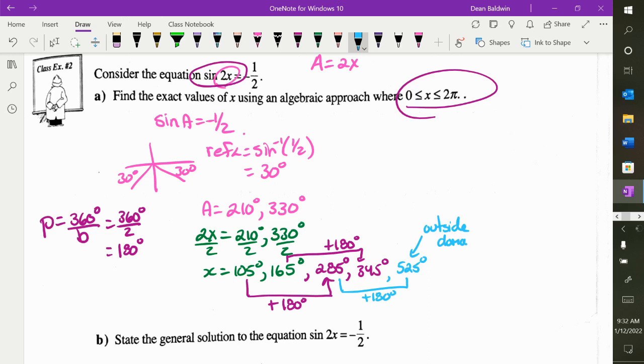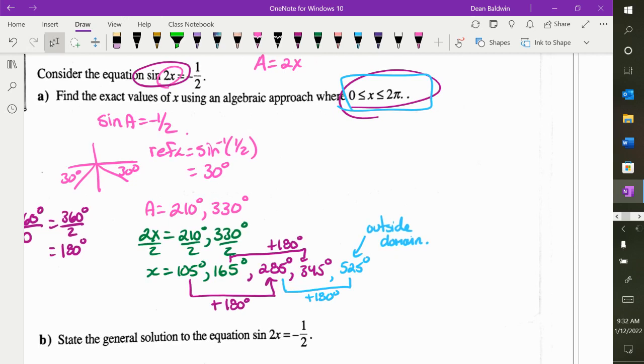Outside the domain. Okay, I don't want these in degrees, I want them in rads. So what do we do to get them into rads? Multiply by what? Multiply by pi over 180. You can just give me the decimals, which are 1.83, 2.88, 4.97, and 6.02.